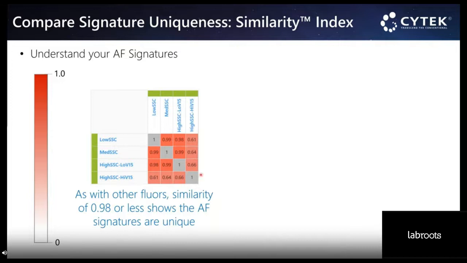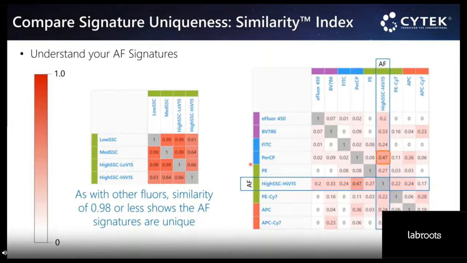What we are also seeing is that the high signature is different from the others. And as you would do with fluorochromes, a similarity of 0.98 or less tells you that that signature is unique from the other autofluorescence, unique also from your fluorochromes, and needs to be extracted independently.